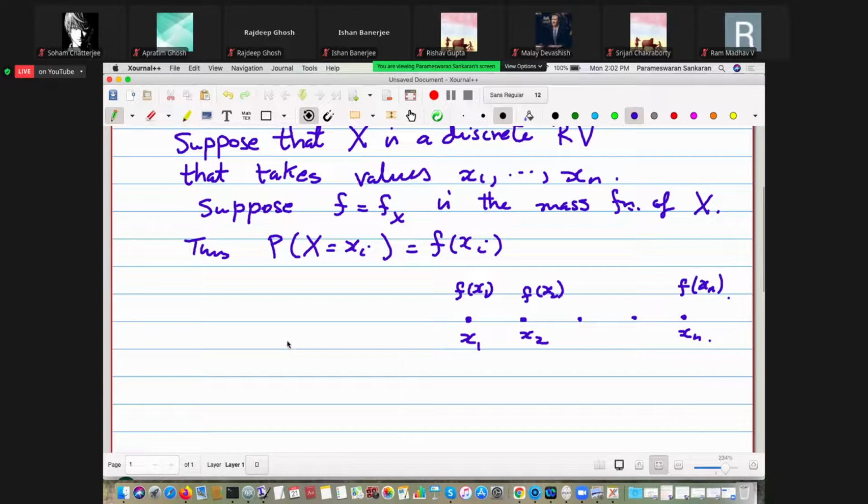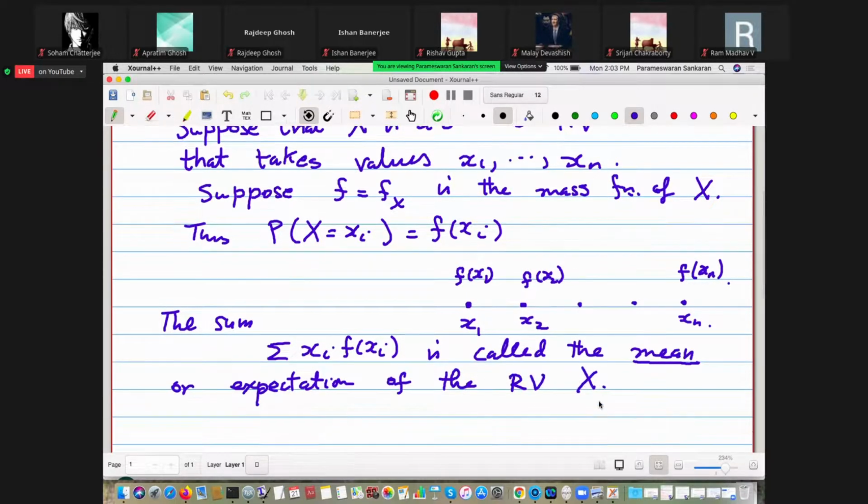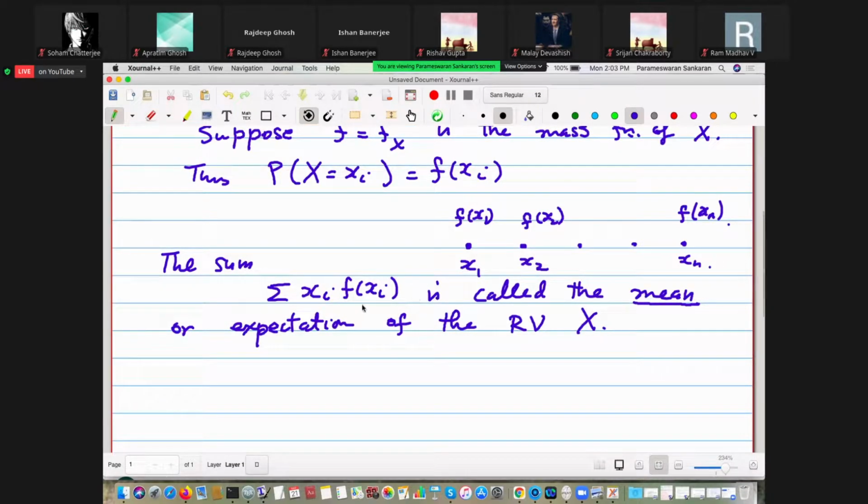Then you look at this sum, the summation of xi times f of xi, which is called the mean or expectation of the random variable X.